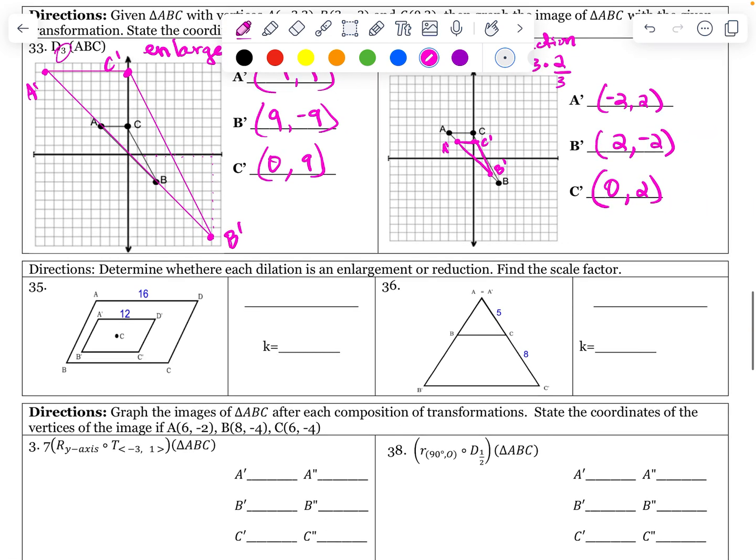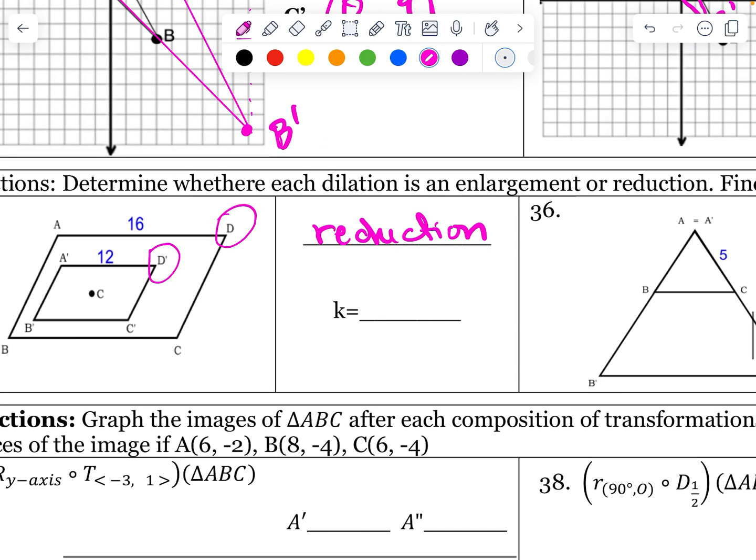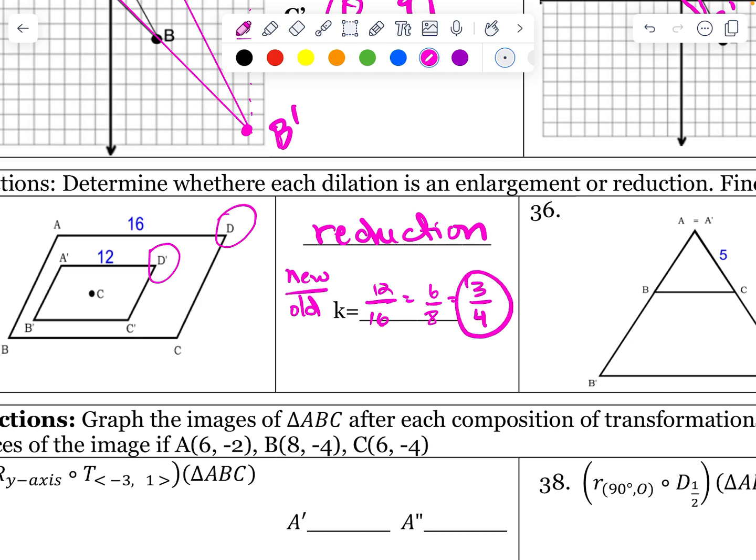Determine whether each dilation is an enlargement or reduction, then find the scale factor. So this is the OG, that's the image. So that is a reduction. I need to do new over old. So that is 12 over 16, which reduces to 6 over 8, which reduces to 3 over 4 is your final. Okay.